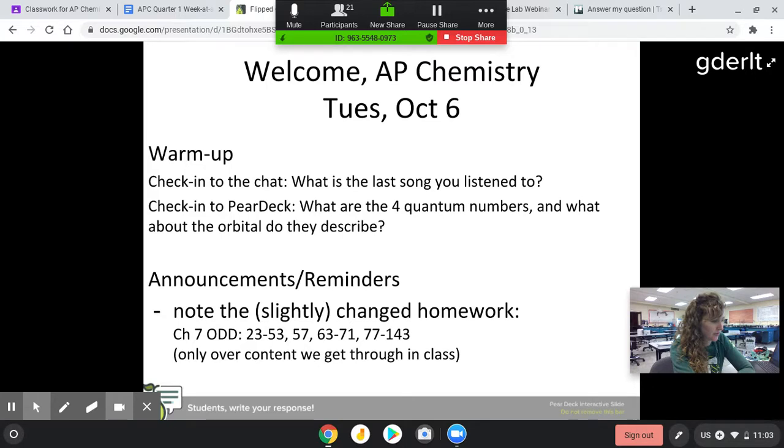Are we going to go over quantum spin? Because I read a little bit about that. Yes, quantum spin is the 4th quantum number. We might get there today. We'll probably get there today. Yeah, good question. Other questions?